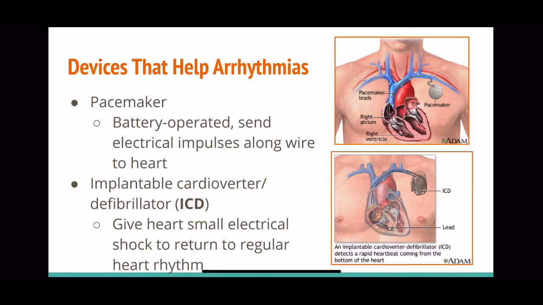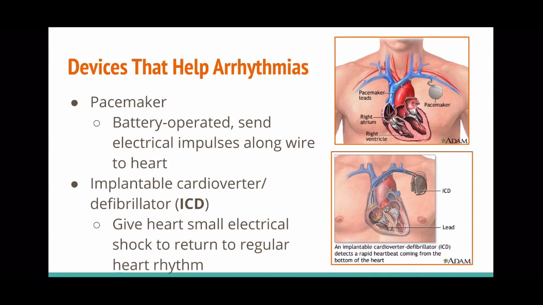The last thing we are going to discuss in this video is various devices that can help patients with arrhythmias. The first is called a pacemaker. These are battery-operated electronic circuits that generate electrical signals that are carried along thin wires to the actual heart muscle itself to help it beat correctly. These are mostly used to help patients with bradycardia, or slow heart rate, just to help get their heart back to normal so that oxygen-rich blood is getting to where it needs to go.